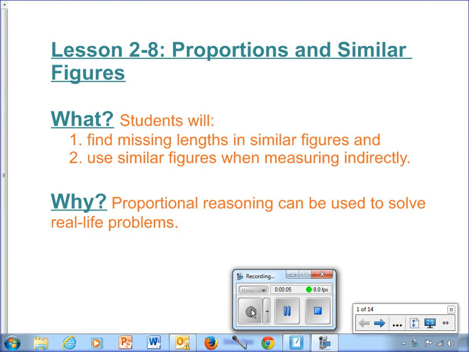This is Lesson 2-8 entitled Proportions and Similar Figures. Our objective for this lesson is that you will be able to find missing lengths in similar figures and also to use similar figures when measuring indirectly. This is important because proportional reasoning can be used to solve many real-life problems.